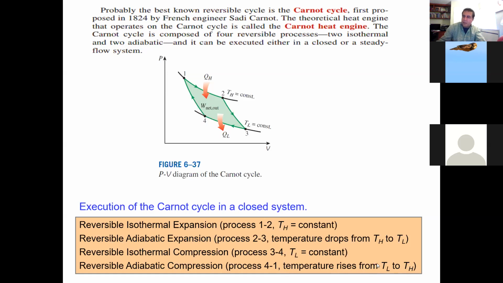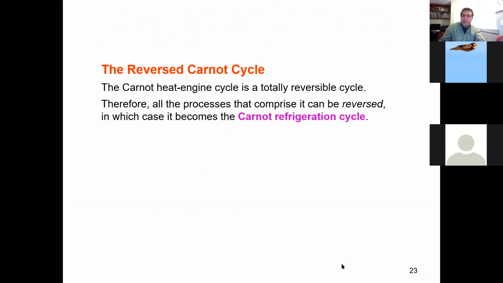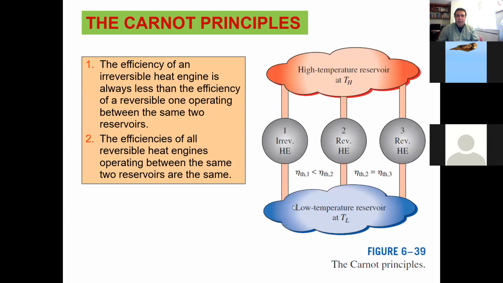The Carnot heat engine cycle is a totally reversible cycle. Therefore, all the processes that comprise it can be reversed, in which case it becomes the Carnot refrigeration cycle. So this is again the Carnot principle. It says that the thermal efficiency of an irreversible heat engine is going to be less than the thermal efficiency of a reversible heat engine.